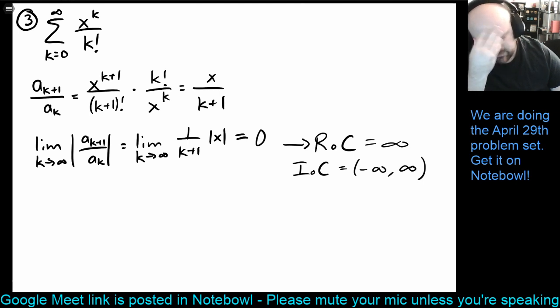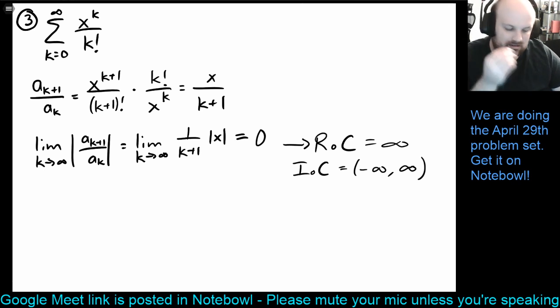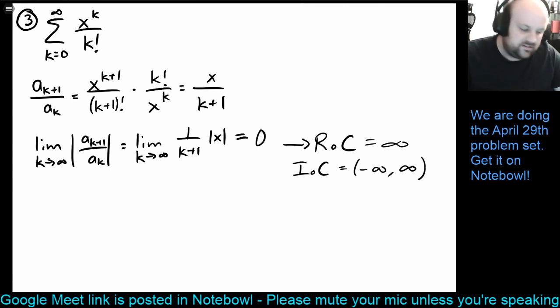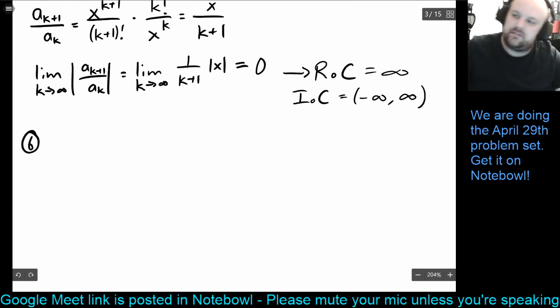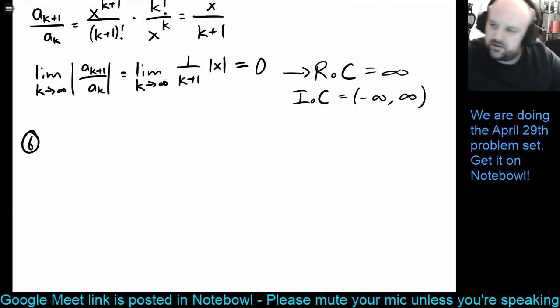I can't remember if this was the example we did in the lecture videos or not, to be honest. I know we did one with the infinite radius of convergence. At least I'm pretty sure we did. All right. You know what? Looking at the time here, I think I'm just going to jump straight to number 6 here.